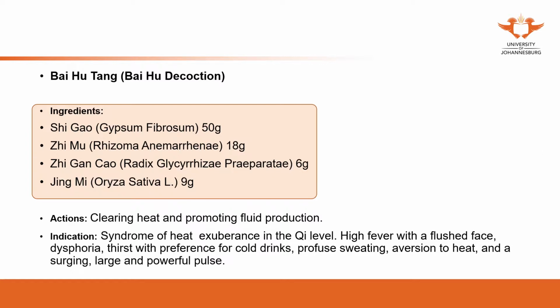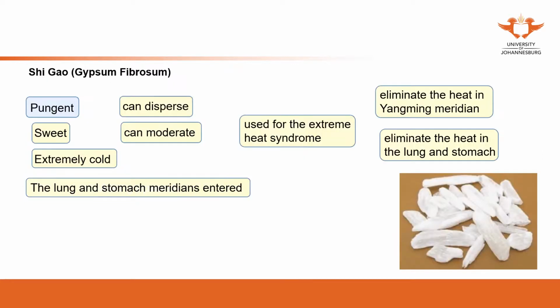The ingredients: 石膏, 知母, 炙甘草, 粳米. 粳米 is a kind of rice. So as you can see here, the rice can strengthen the middle jiao. 炙甘草 is the 甘草, which can tonify, can harmonize the formula, can slow down. It is also sweet.